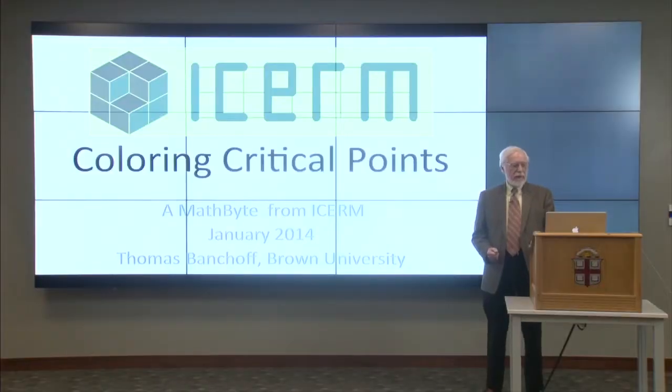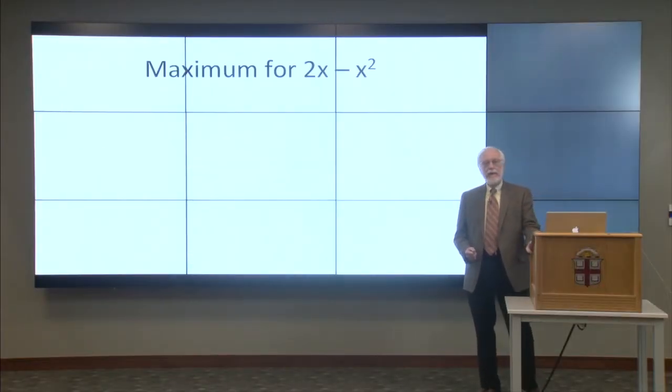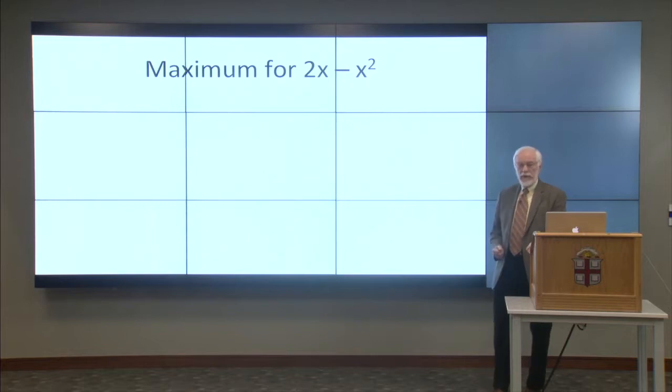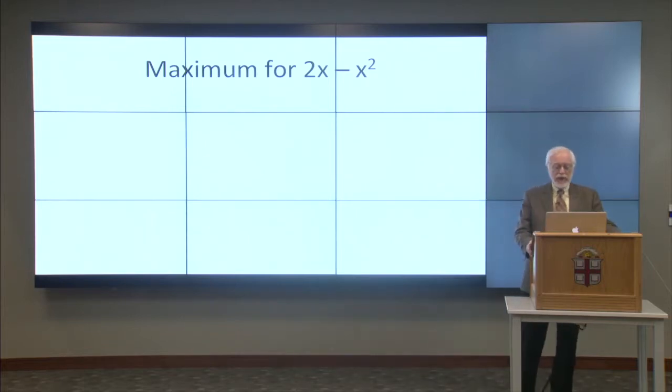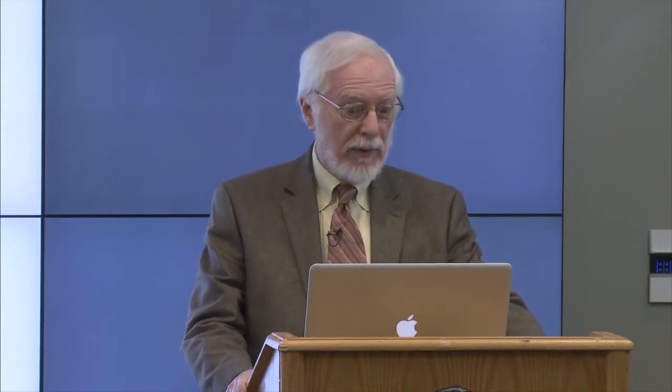Let's start, though, with one variable and try to maximize an expression. The expression is 2x minus x squared. Maximizing it means plugging in different values of x and trying to find the highest number you can get. If you plug in 0, for example, you'll get 2 times 0 minus 0 squared, or 0. But if you plug in 2, you get 2 times 2 minus 2 squared, which is again 0. So for two different values, you get 0.